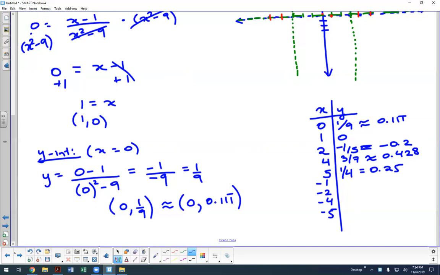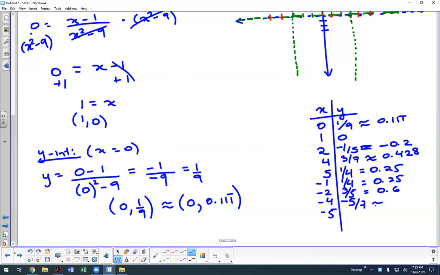x = -1 is 1/4, which is also a quarter. x = -2 is 3/5, and 3/5, I should have left more space, is about 0.6. x = -4 is 5/7, as a decimal.